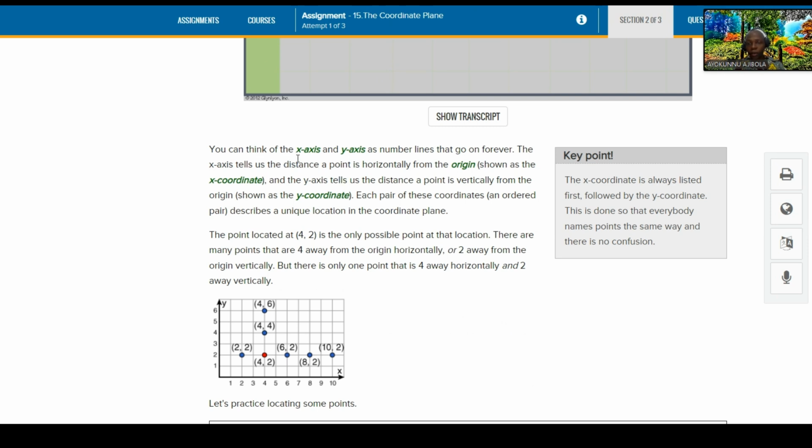You can think of the x-axis and y-axis as number lines that go on forever and ever. The x-axis tells us the distance a point is horizontally from the origin. The y-axis tells us the distance a point is vertically from the same origin.